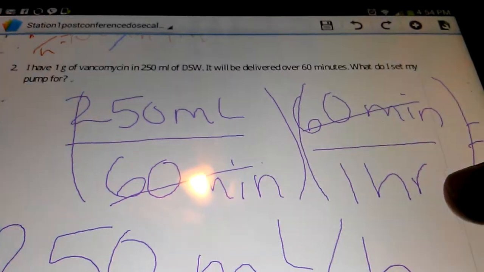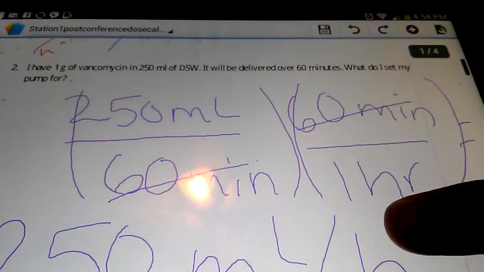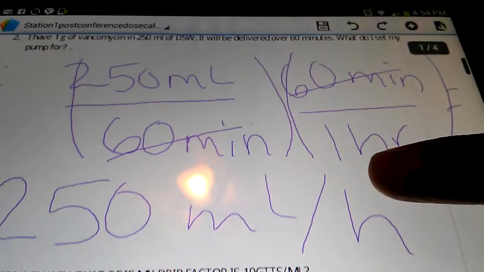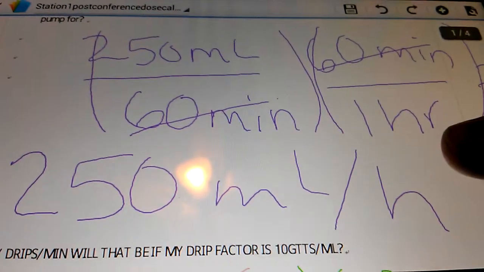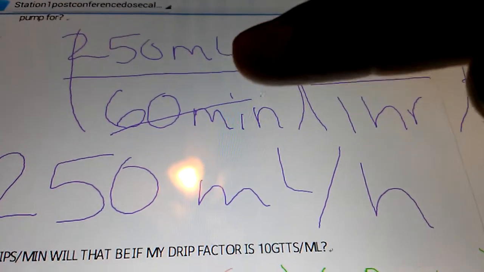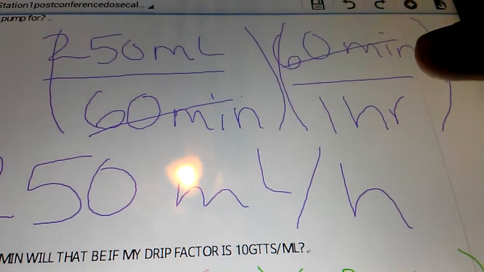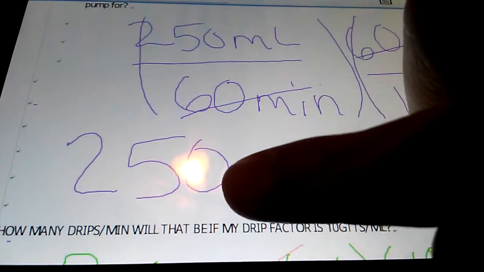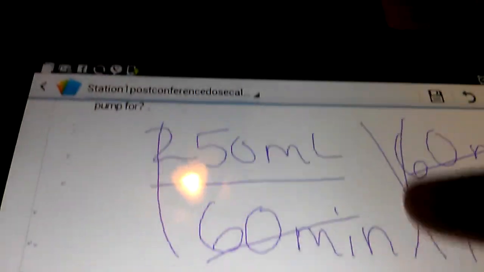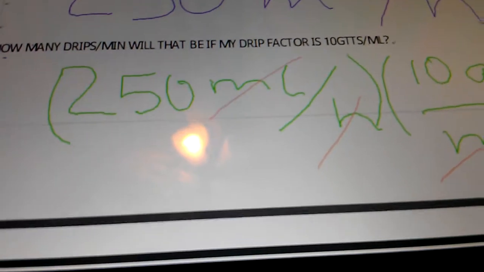What do I set my pump for? Now your sheet, the original sheet, will tell you to look at Micromedics. I've made it easier for you by saying it's going to be delivered over 60 minutes. You would look it up to see what is safe to deliver it at. You can provide 250 mils in 60 minutes, but 60 minutes equals an hour, and therefore I get 250 mils an hour. Again, I would set it up by writing down, okay, how many mils per hour? That's what the question is asking. When I set my pump, I usually set it in mils per hour.